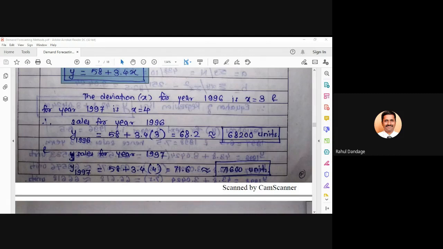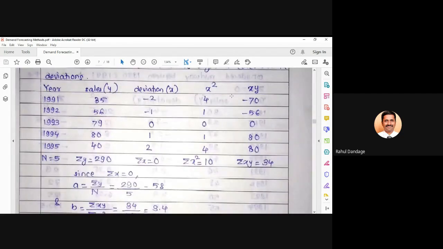When we are going for an odd number of periods given in the time series, the central, middle period should be considered as the origin. The value of x, the deviation, should be assigned as 0 to the origin, and then we have to calculate the deviation for other periods by subtracting the origin period from the concerned periods. Once you have those values of x, we ensure that the value of summation x is equal to 0.